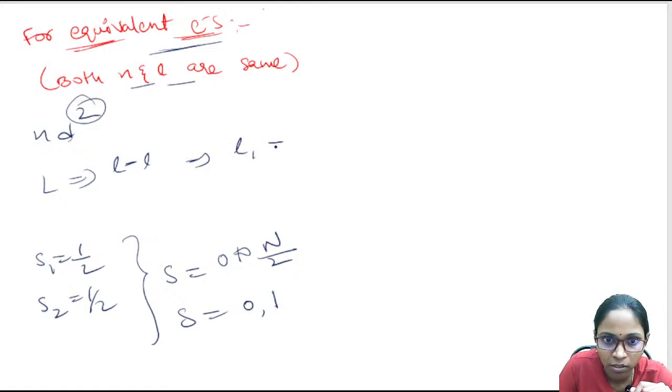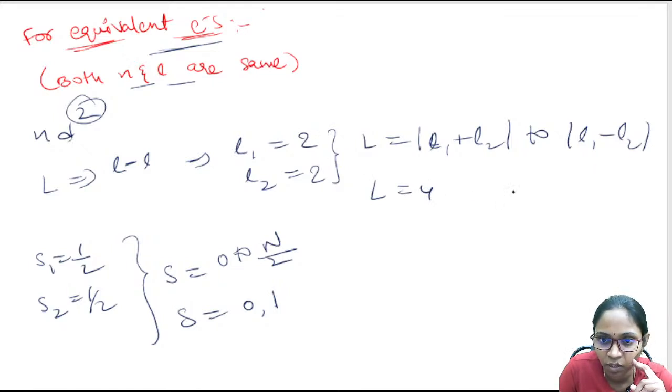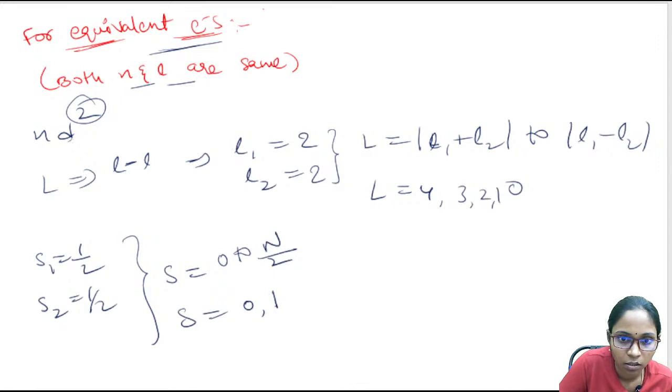That means L1 is 2 and L2 is also 2. So for LL interactions, L can take values from L1 plus L2 to L1 minus L2. Therefore the L values are 2 plus 2, which is 4, down to 2 minus 2, which is 0. Therefore we have 3, 2, 1. L values are 0, 1, 2, 3, 4.